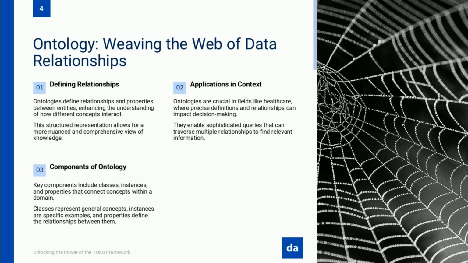The power of ontologies becomes evident when we consider how they enable more sophisticated queries and data integration. Unlike simple keyword searches, ontology-based systems can understand context and relationships. This allows for complex queries that can traverse multiple relationships to find relevant information. For instance, in a scientific research ontology, a query could easily find all experiments that use a specific technique, were conducted by researchers from a particular institution, and resulted in findings related to a specific gene.